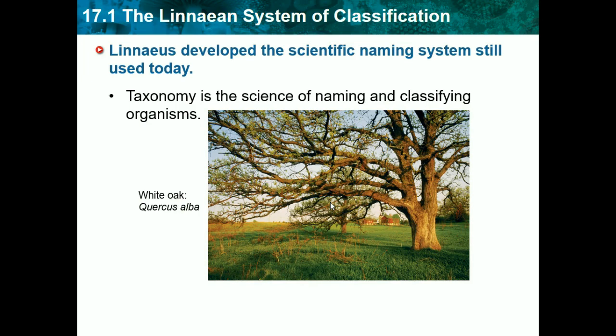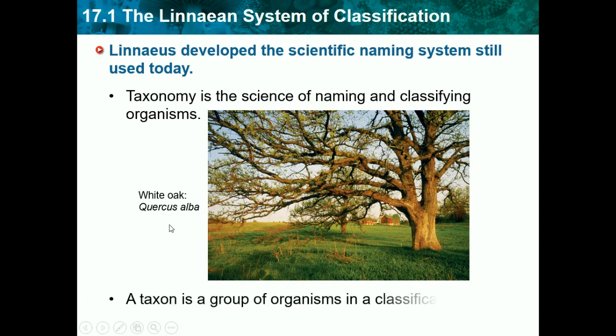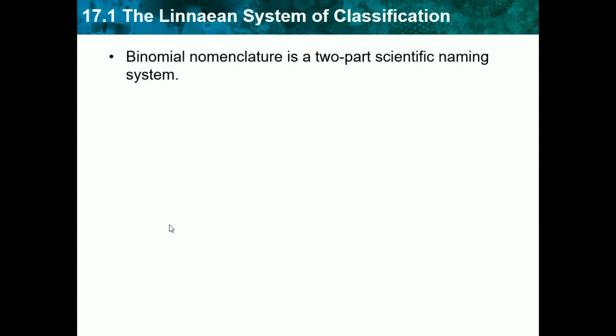So white oak would be that in Latin, and that is what we use in our Linnaean system. We use Latin. This is the Latin name for white oak, and everybody all over the world uses it, so it's universal. A taxon is a group of organisms in a classification system. So it's just a little group in our classes.